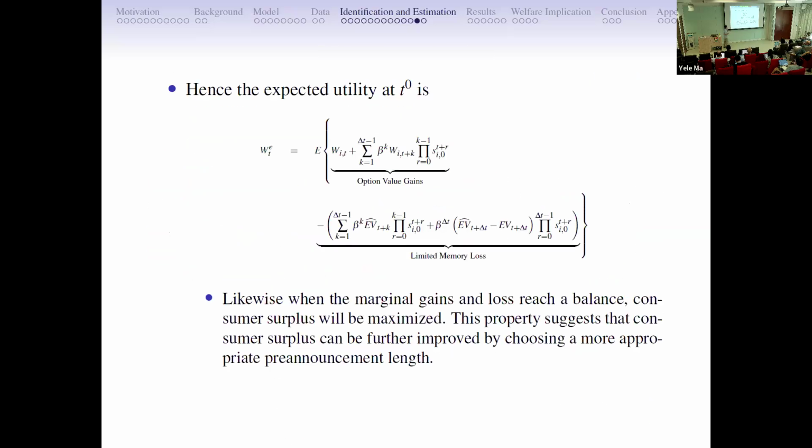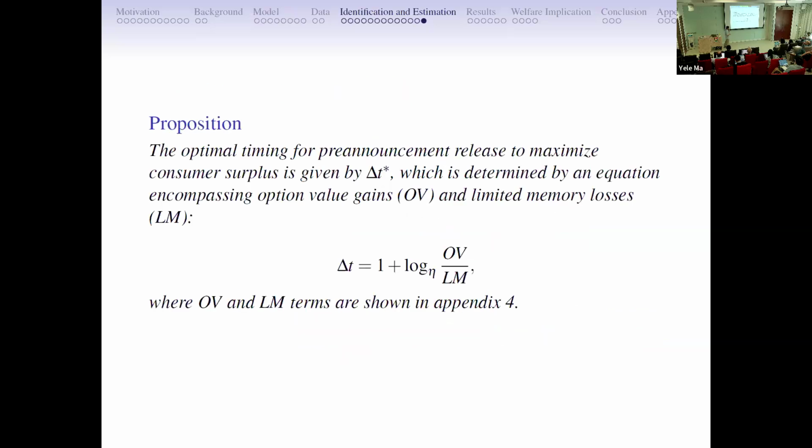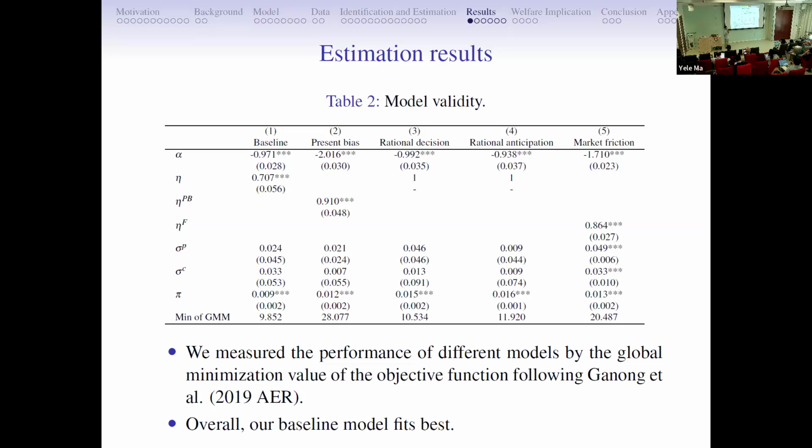And later we maximize consumer surplus as the final objective, and we show that the formula becomes even more elegant. The optimal time to pre-announce the policy is a log ratio over the option value channel and the limited memory. So suppose that households are more price elastic, they will get higher option value, and we should give a longer duration of the pre-announcement. And if the limited memory force is stronger, we should reduce delta t here. And later we show the model validity.